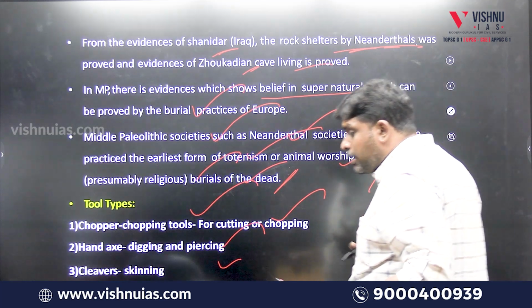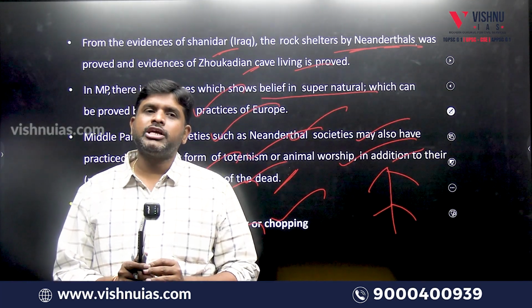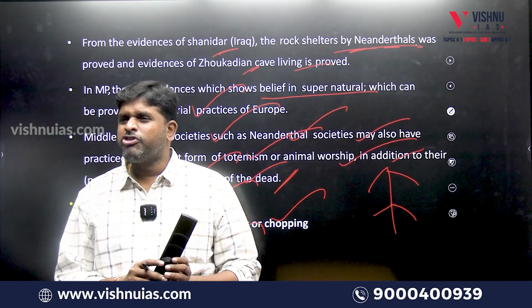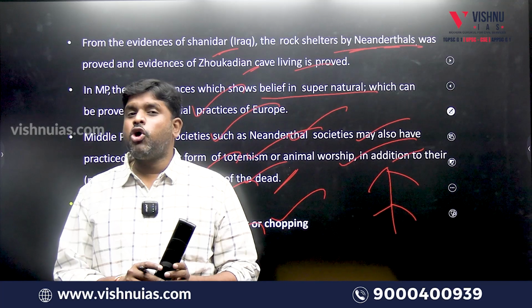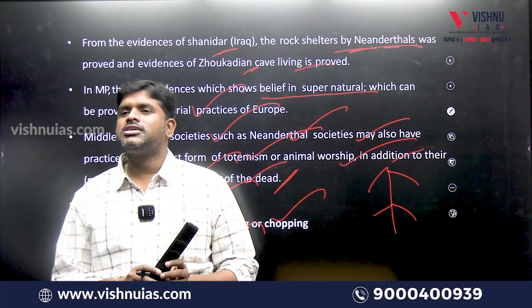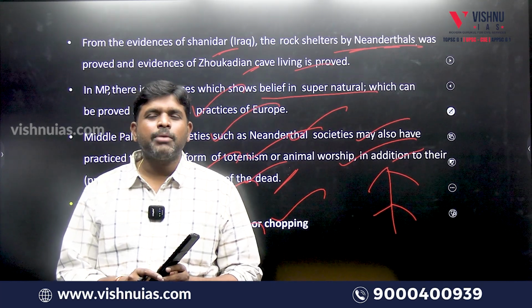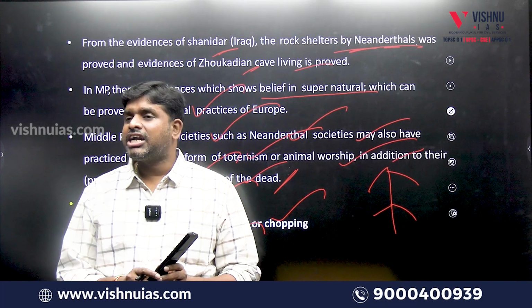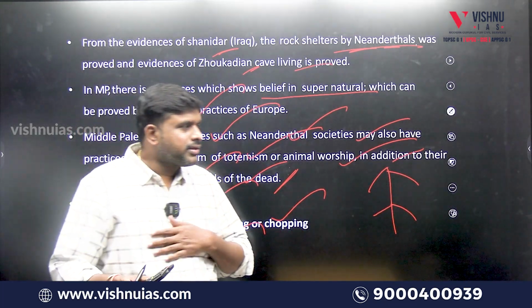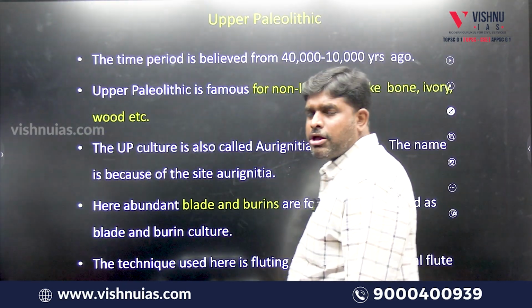Now the temperature is changing. Small animals will survive in low temperatures, big animals will survive in high temperatures. So the temperature of Europe and Asia started decreasing. The world is becoming icy. So slowly, what happened? The big animals started reducing and small animals started increasing. Hence, the next phase is called the Upper Paleolithic phase.